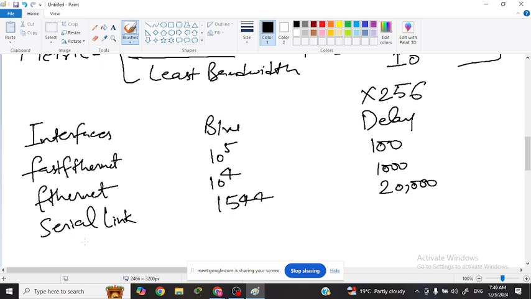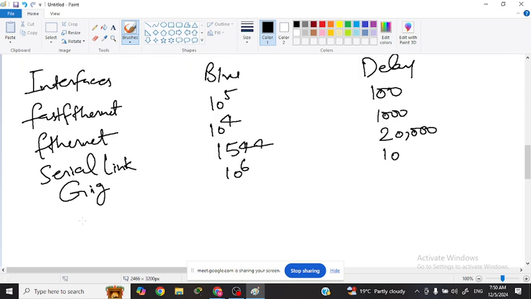For a gig link, bandwidth will be 10 to the power 6 and delay will be only 10. For a loopback, bandwidth will be 8 into 10 to the power 6 and delay will be 5000.